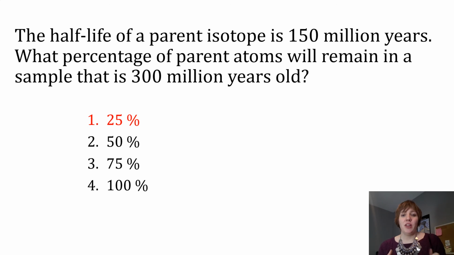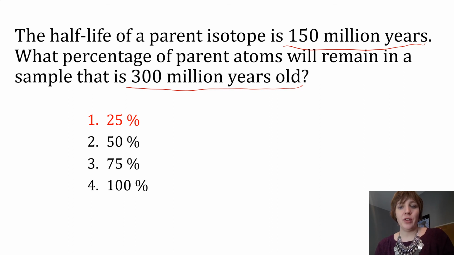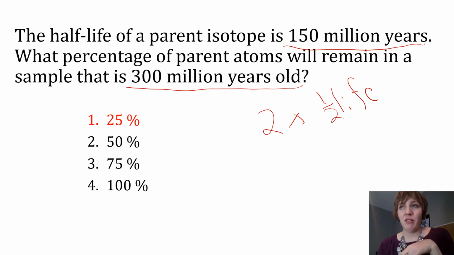So if the half-life is 150 million, and we want to know how many will remain after 300 million years, well, 300 million would be 2 times the half-life, okay? And we know that after 1 half-life, you're at 50% parent, and after 2 half-lives, you are at 25% parent. So I know it's a little bit confusing at first, but hopefully this is starting to get a little bit repetitive. You're always figuring out how many half-lives have elapsed and then relating that either to a percentage parent or an age.